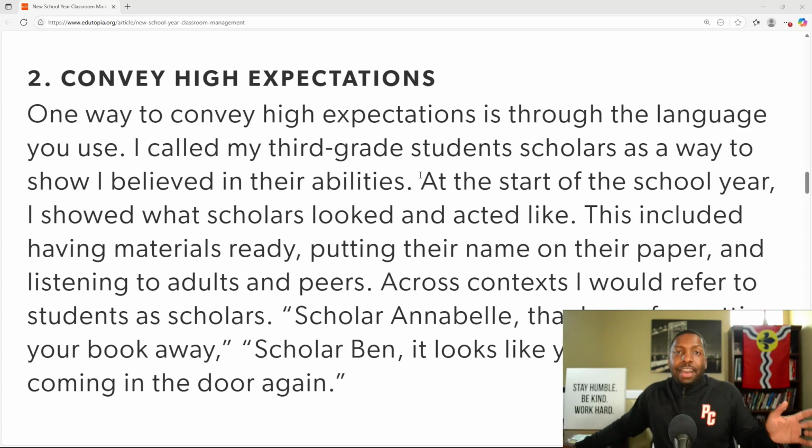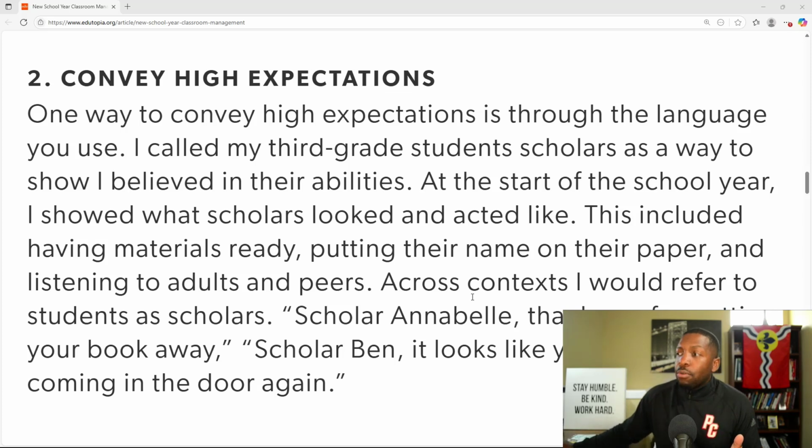I don't call students scholars. I don't do that. But they know through other language that I use with them that I have high expectations. At the start of the school year, I showed what scholars looked and acted like. This included having materials ready, putting their names on their paper, and listening to adults and peers.